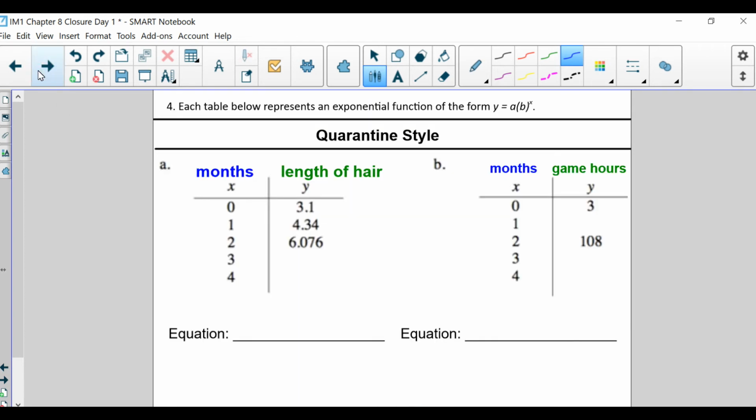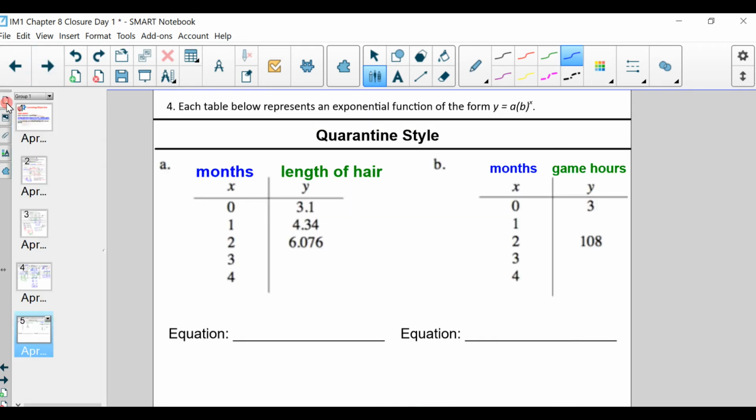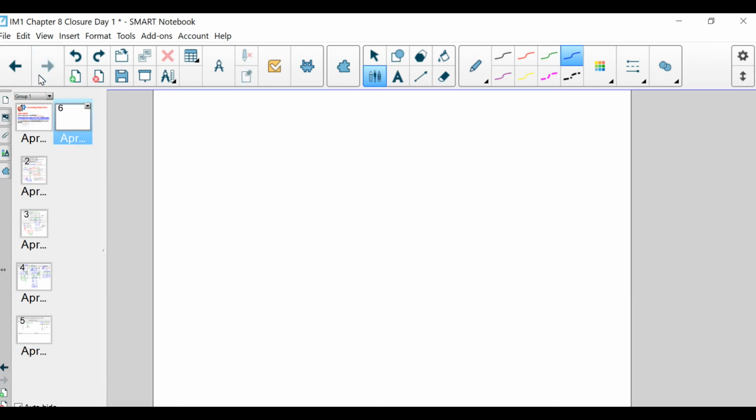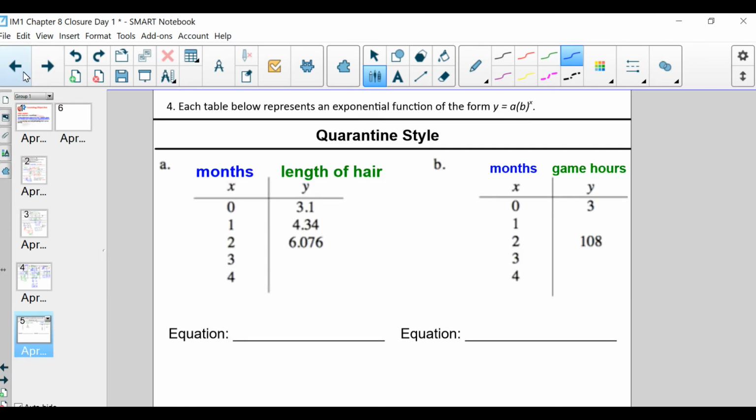Alright, we are on to the last question of Chapter 8, Closure Day 1. That's this one. Alright, real quick, quarantine style. I made these problems based on quarantine style. I'm sure as the months go on, your hair is growing. Your hair is growing a lot.